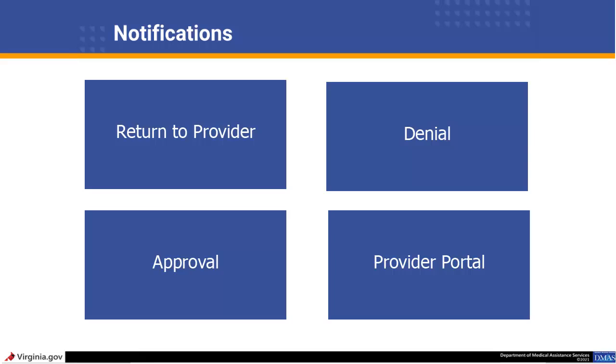In the event of a denial, you will receive a notification stating that your application has been denied and that you are not enrolled in the Virginia Medicaid program. If you are able to address the reasons for denial, you may submit a new enrollment application.